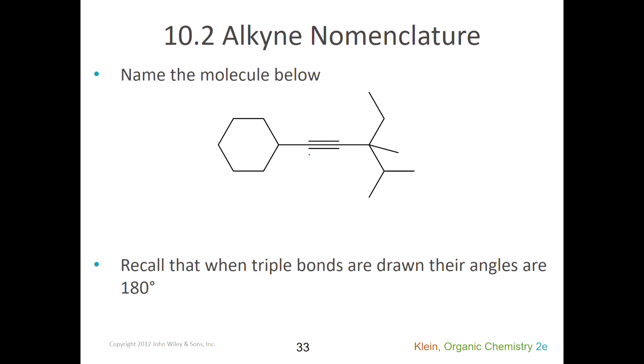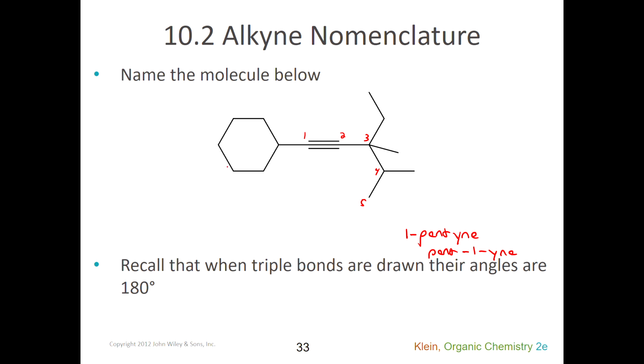So the best parent chain I can make here would include 1, 2, 3, 4, 5 carbons. So that would be pent for 5 carbons, yne to indicate there's a triple bond in my parent chain, and then since the triple bond starts on carbon 1, 1-pentyne, or I could do pent-1-yne. Either way would be a correct way to show the parent chain.